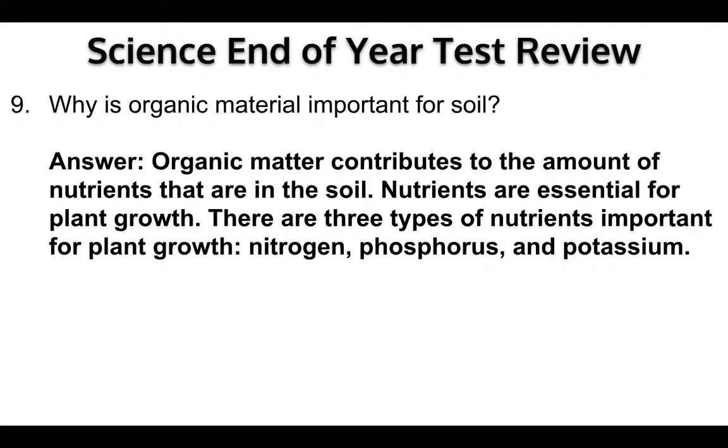So as a leaf falls to the ground, it starts to decay, turns into humus. The humus then turns into organic matter that then provides the nutrients into the soil for other plants, for grass growing in that soil, for flowers growing in that soil, trees growing in that soil. Okay, organic matter contributes to the amount of nutrients that are found in the soil. If you don't have organic matter in the soil, you are not going to have the nutrients. Therefore, the soil is not going to be very fertile, and you're not going to be able to grow anything.